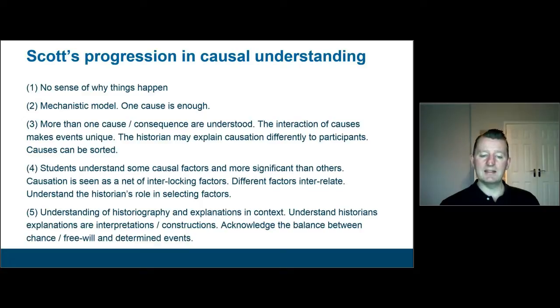So they begin to see factors not just stacking up one after the other, but that they work in a network of influence with each other, and that the historian, him or herself, is having a hand in constructing this account of causation. And then finally, he says at the highest level we could imagine there's an understanding of historiography and explanations in context. We understand historians' explanations are interpretations and constructions, and we acknowledge the balance between chance and free will and determined events. So that's at the most sophisticated level.